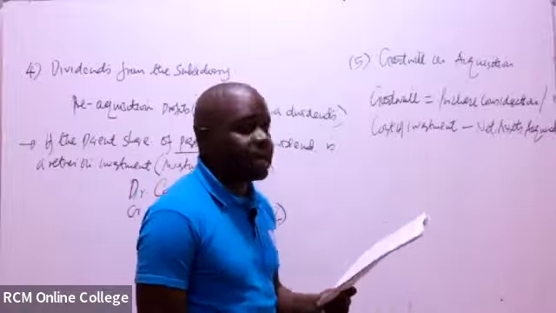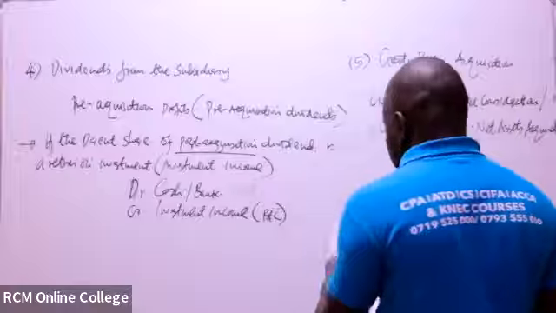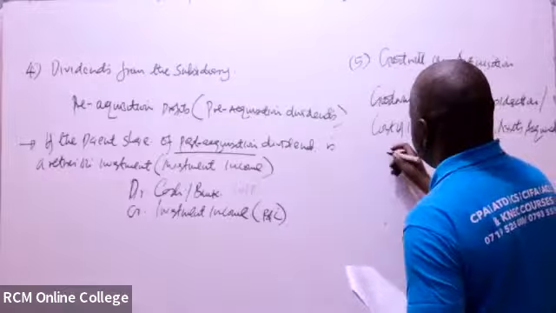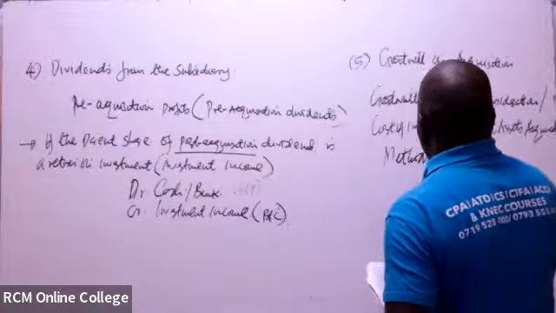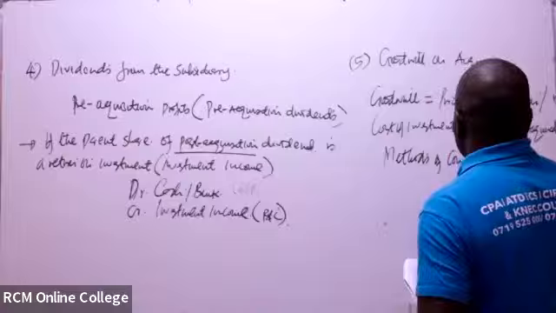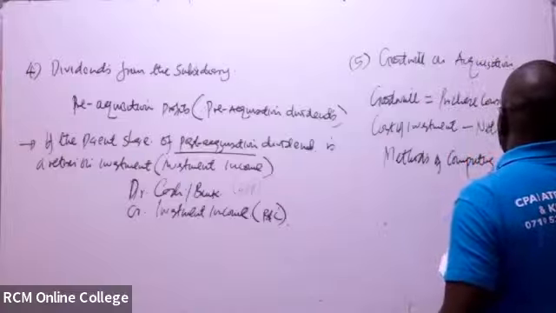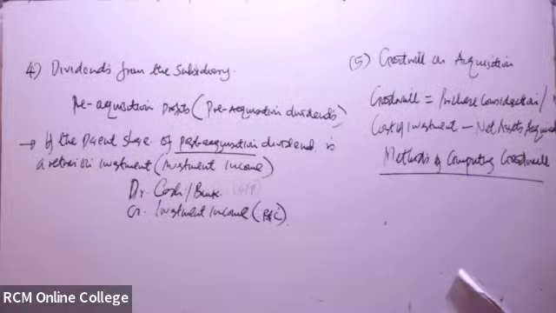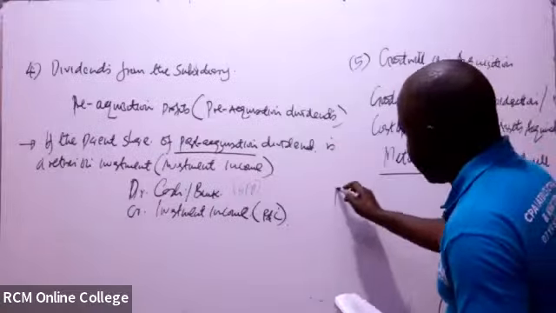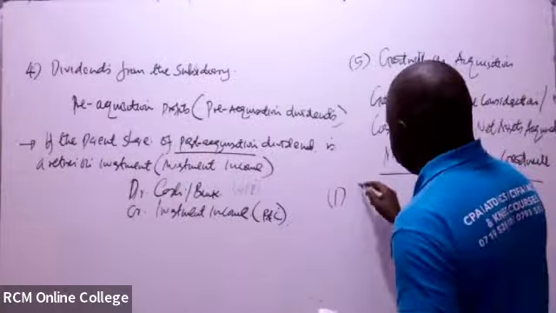So this is the general formula. You can write methods of computing goodwill. There are two major methods. The first one, you write number one, the full goodwill method.